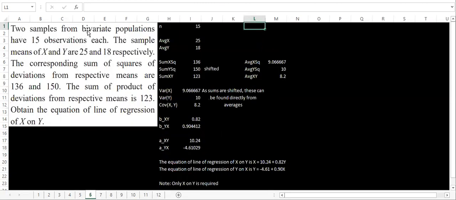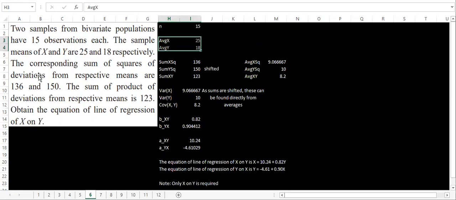Two samples from bivariate populations have 15 observations each. So we have n equals 15. The sample means of x and y are 25 and 18 respectively. So we have average values of x and y, 25 and 18. The corresponding sum of squares of deviations from respective means are 136 and 150.